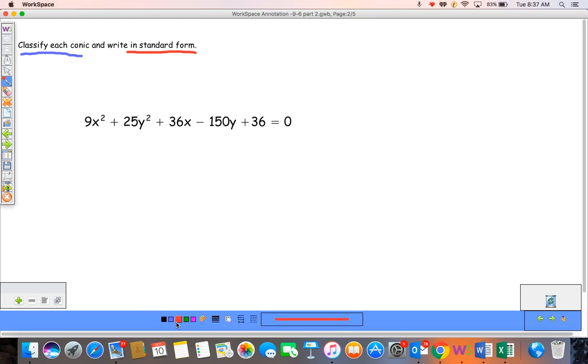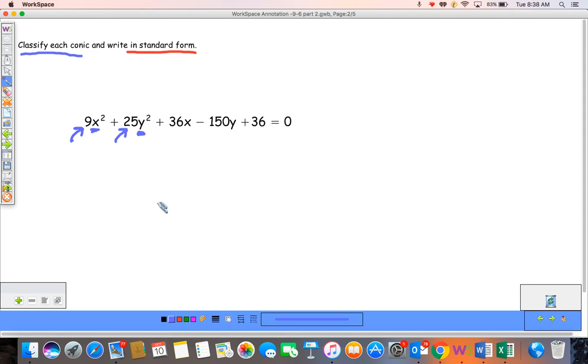So if I take a look at this, as I classify this, I have an x squared and a y squared. So I know it's not a parabola, because with parabolas, one of them is not going to be squared. One of them will be linear. So no, it's not a parabola. And then I look out front and notice I have the 9 and the 25. Those are different coefficients. So that makes me think it's an ellipse.